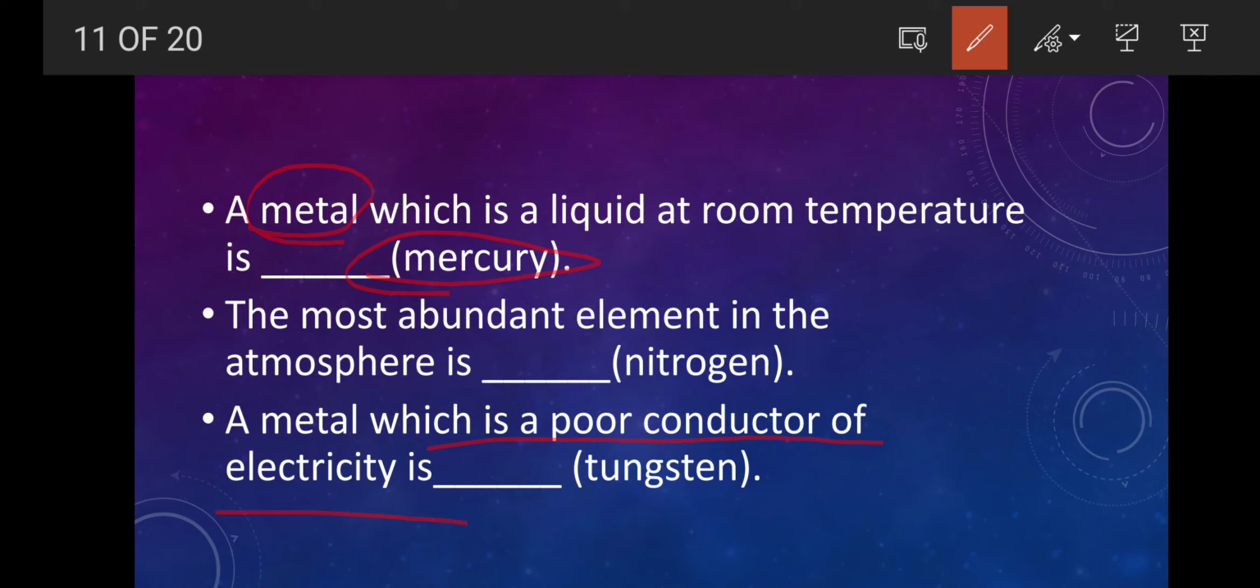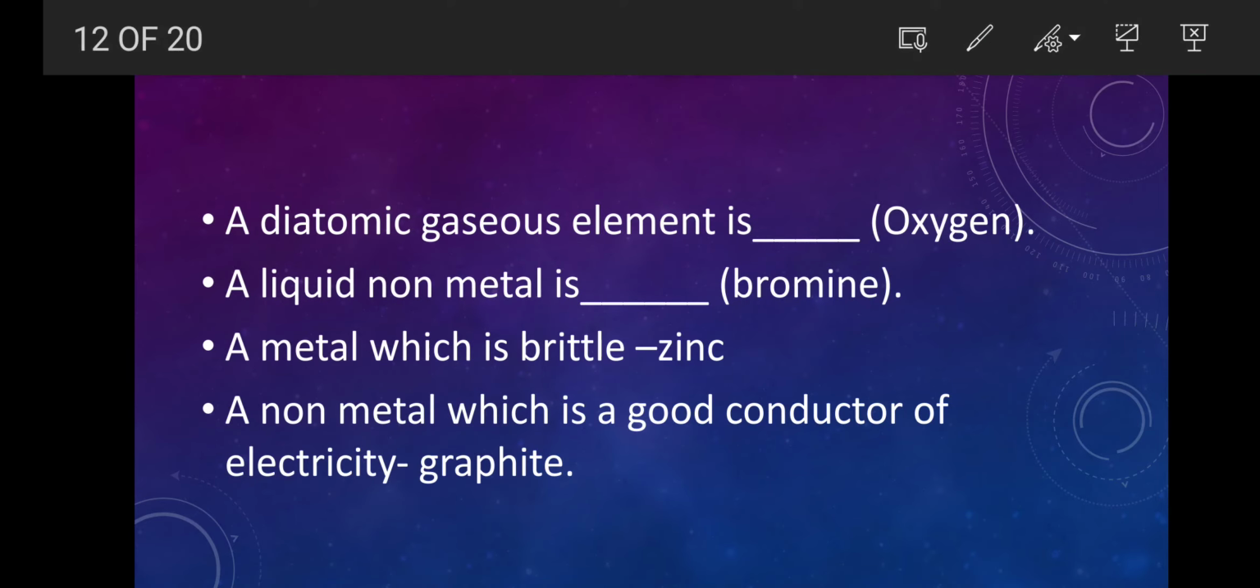Clear? Now next, a diatomic gaseous element is what? Oxygen. Correct? Because how do we write oxygen? We write the formula O2. Like this we write the formula. A liquid non-metal. Just now I discussed liquid metal, so now here that question has come, that it can be a non-metal. It is in front of you. A liquid non-metal is what? Bromine.